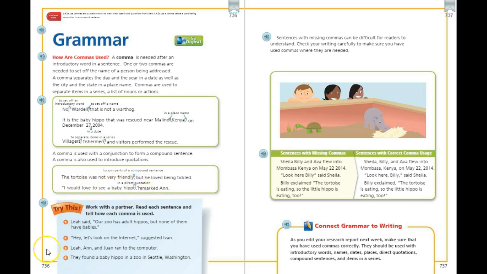So you're going to try this. You're going to pause the video. You're going to work with your learning adult. You're going to read each sentence and tell how each comma is used based on all the ways we just read about at the top of this page. So pause the video, do the Try This box, and come back when you're done.